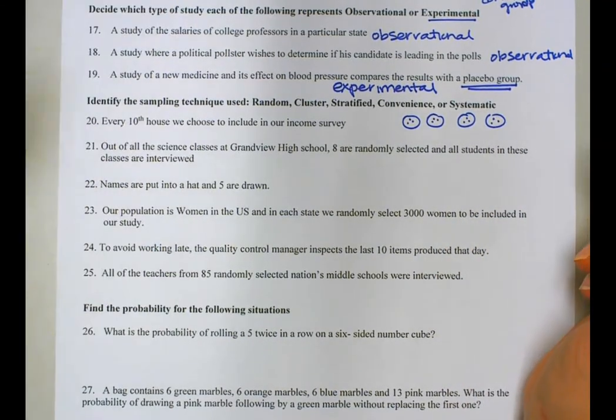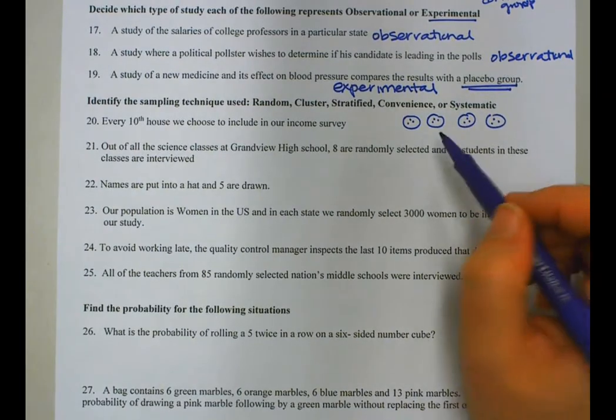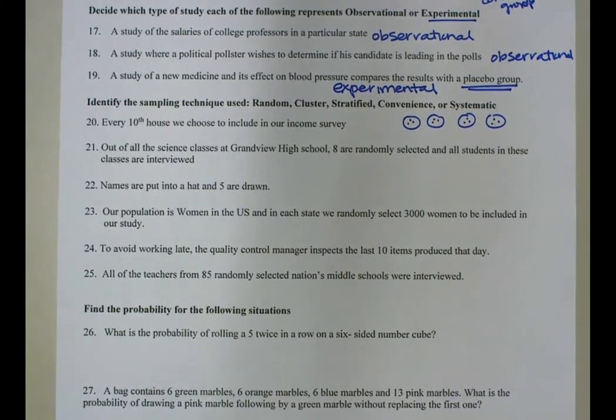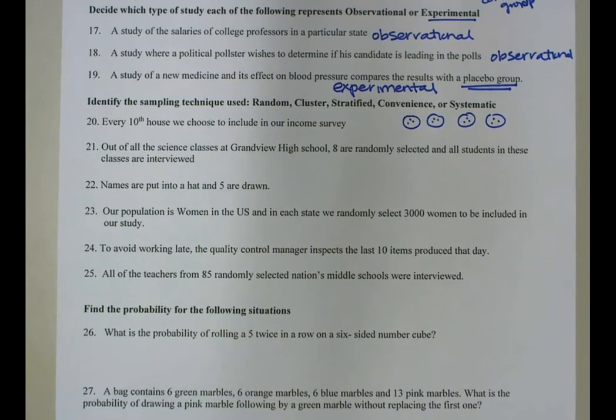So a cluster takes the whole group. Stratified takes just a couple people from every group. Convenience is just what it sounds like. We ask people who are conveniently available. And then systematic is where we ask like every 4th, 5th. There's a system to your process. You ask every 3rd person in line, or you call every 4th number in the phone book or something like that.